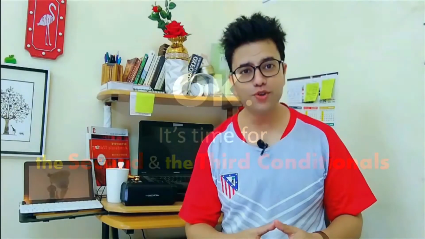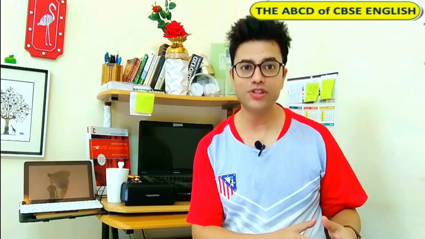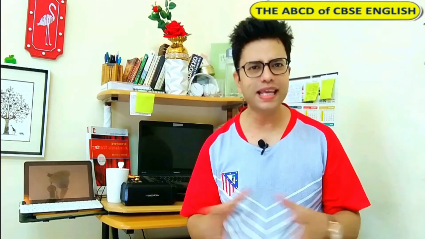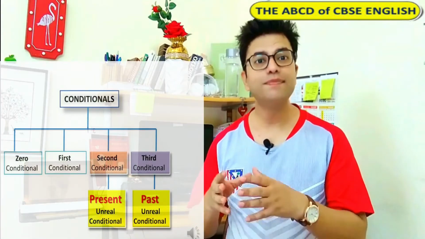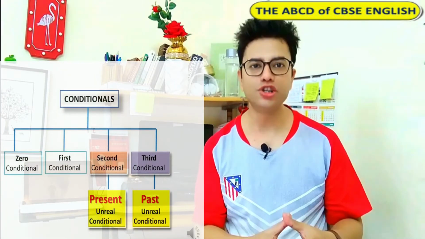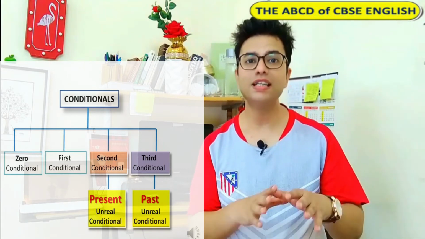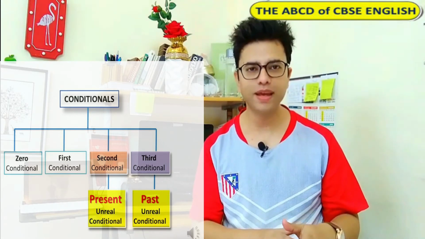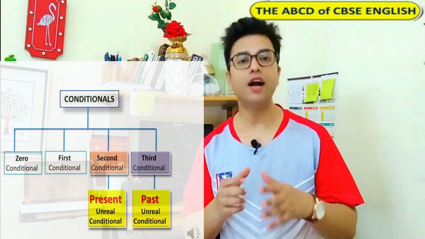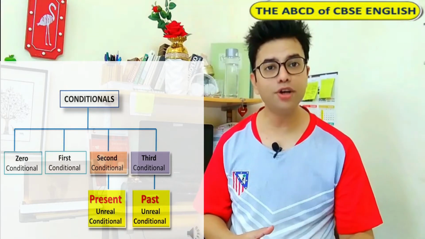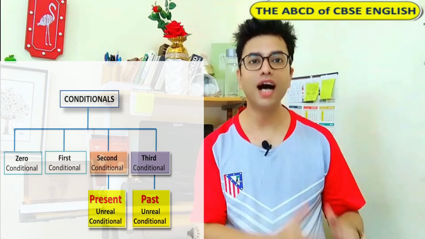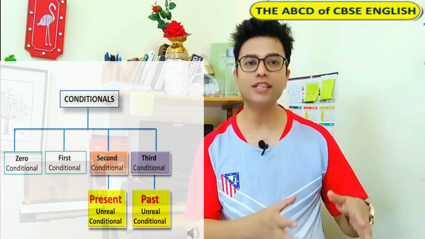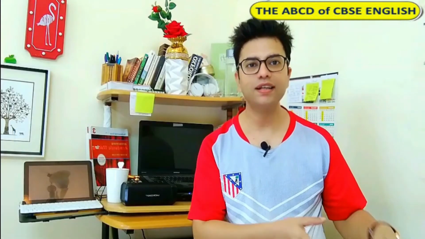Now, before I move on to discuss second and third conditional sentences, I'd like to make things easier for you. Now, second conditionals are also called present unreal conditional because they deal with present situation which are unreal. And third conditional sentences are also called past unreal conditionals because they deal with past situation which were unreal. We'll be looking at these two conditionals in detail now.